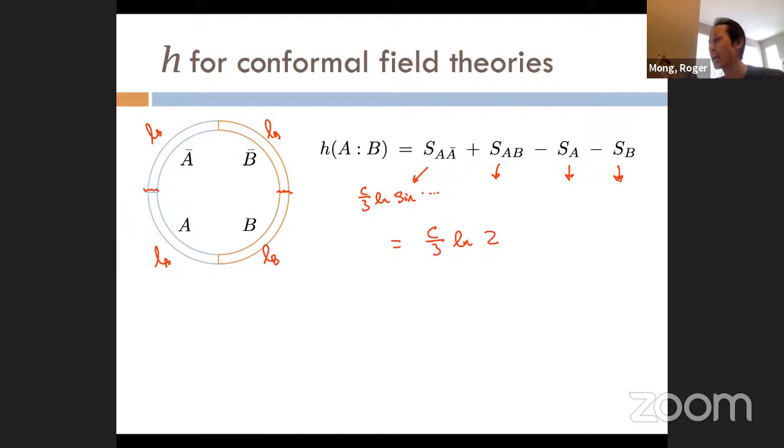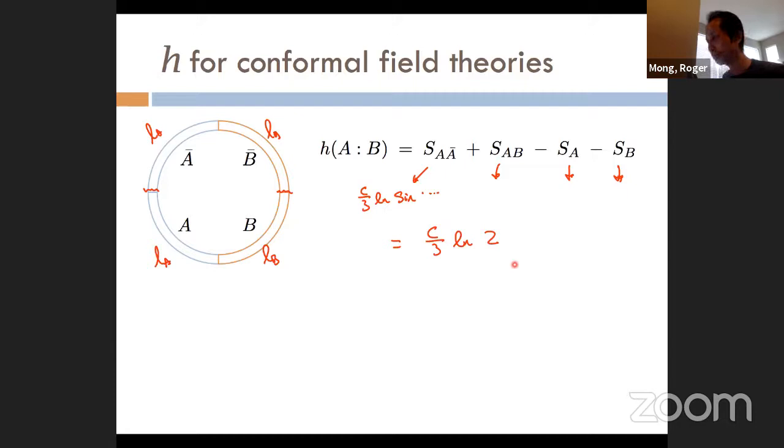Now, what I'm showing is, I should say, just a heuristic calculation. There are more careful calculations for 1 plus 1D CFTs that show this answer and agree with it, but it involves a lot of replicas. And that's a more rigorous derivation. The heuristic derivation basically says that it's c over 3 log 2.